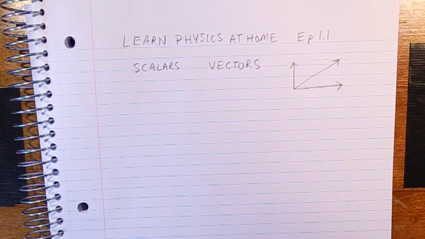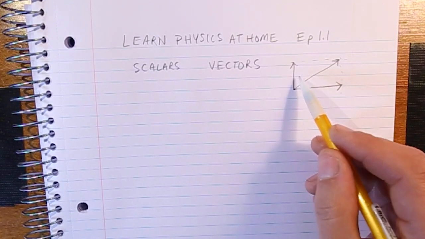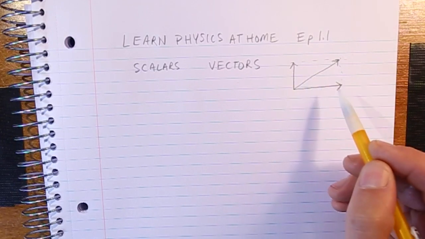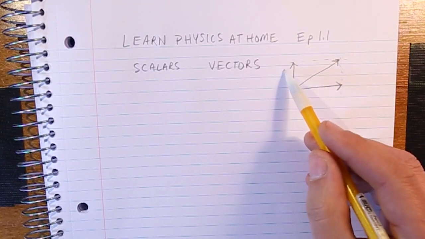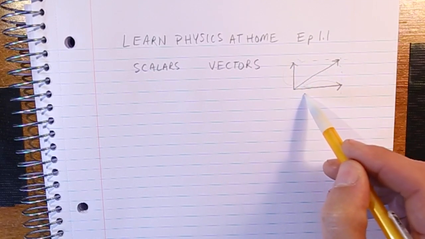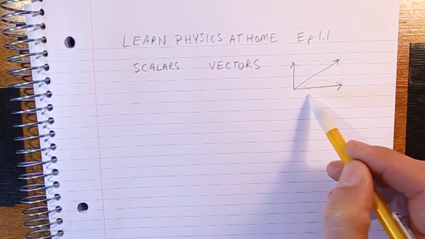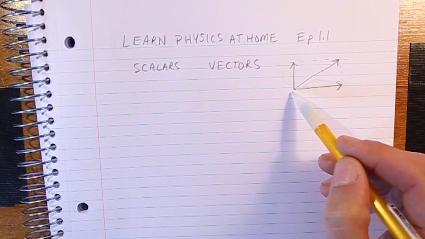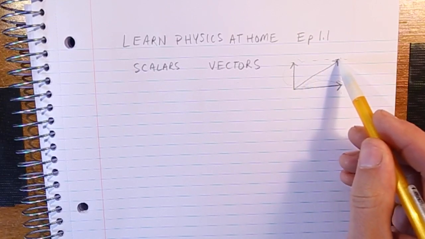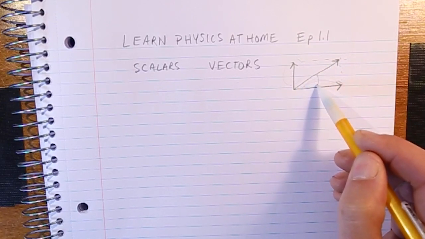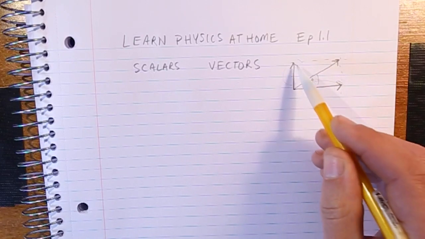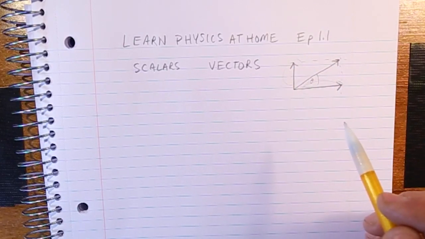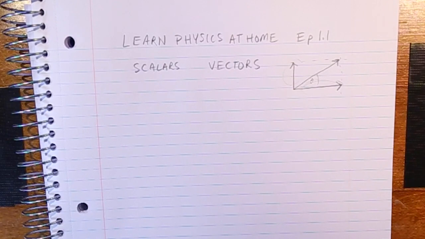This video is not going to do resolving of vectors. Resolving of vectors involves taking components, such as the horizontal and vertical component, and finding the resultant, or taking the resultant and an angle and finding the components. That's going to be covered in episode 1.2.